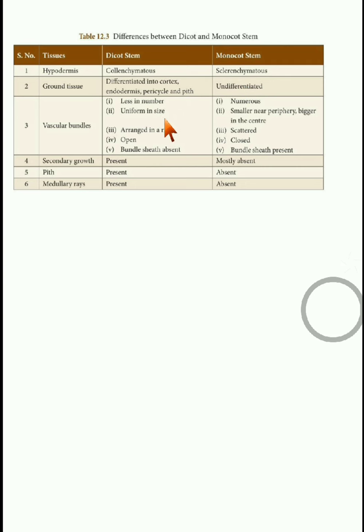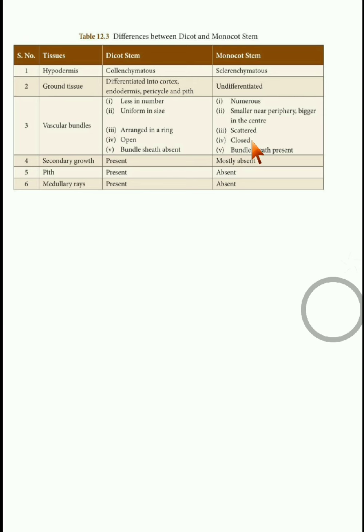In dicot, the ground tissue is differentiated into cortex, endodermis, pericycle and pith, whereas in monocot stem the ground tissue is not differentiated. As far as vascular bundles are concerned, in dicot stem they are very few in number, whereas in monocot you must have seen numerous vascular bundles scattered here and there. In dicot the vascular bundles are uniform in size, whereas in monocot they are smaller near the periphery and bigger in the center. Vascular bundles are arranged in a ring in the dicot stem, whereas they are scattered in the monocot.